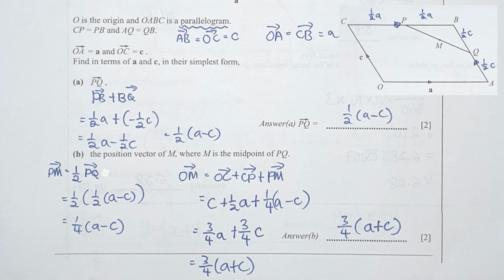So to find PQ's value, it will be PB plus BQ, which is half A plus bracket negative 1 over 2C. Why is there a negative? Because you only have QB's value, and to change the direction, you are required to add a negative there. So your final calculation for this will be 1 over 2 bracket A minus C after the rearrangement.